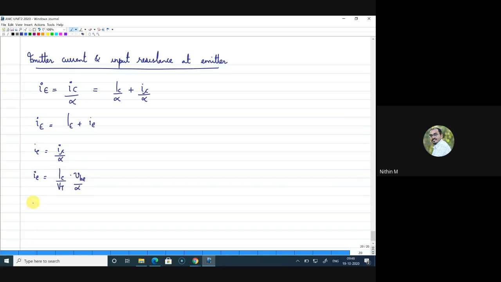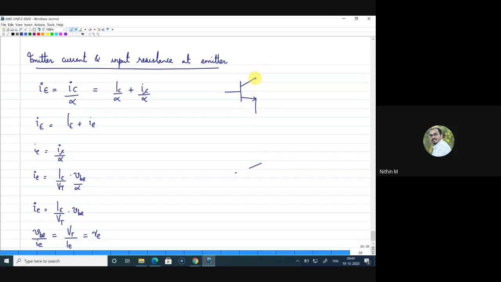Or I can write here ie is equal to, what is IC by alpha? IC by alpha is capital IE, right? So this is IE divided by VT into VBE, right? Now I can write this VBE by ie as VT by DC current IE. That can be written as re, which is the small signal resistance.